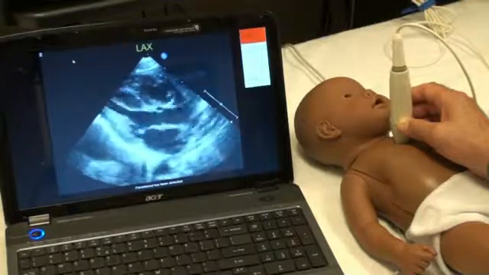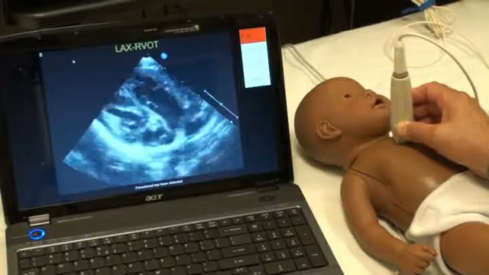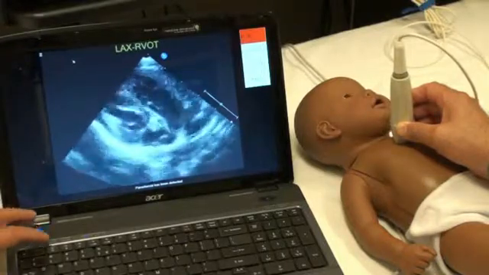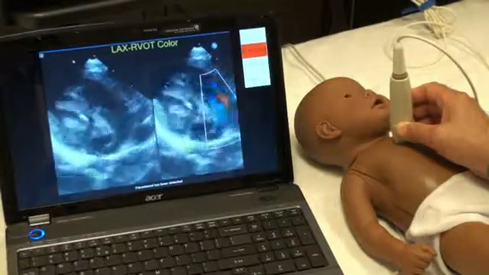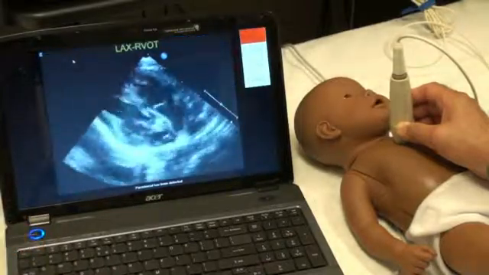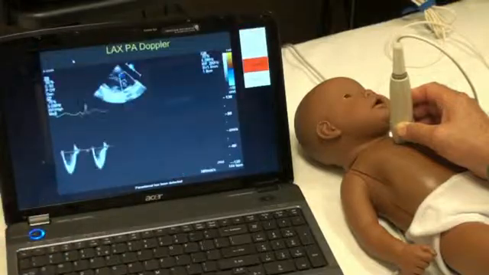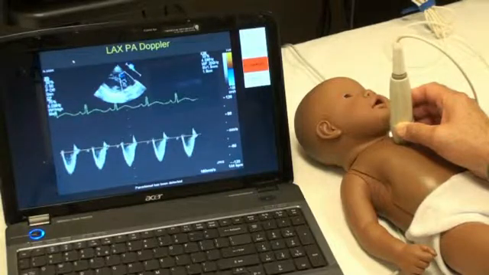Now with the rotation clockwise and tilt towards the right shoulder, left shoulder, this is the RV outflow tract, pulmonic valve, adding color flow, shows a small PDA. We can have Doppler in this view also. That's the flow of the pulmonic valve.